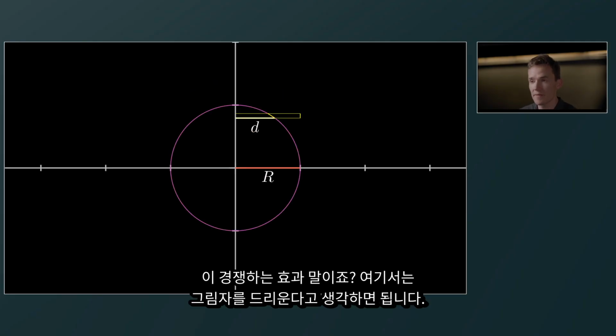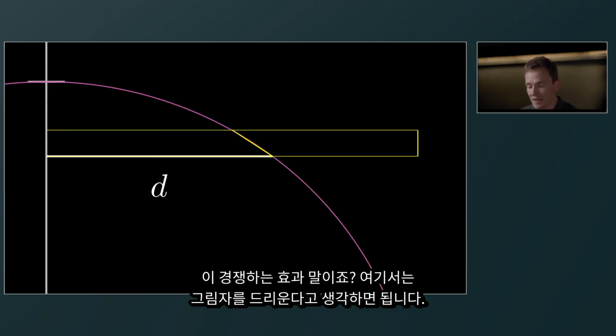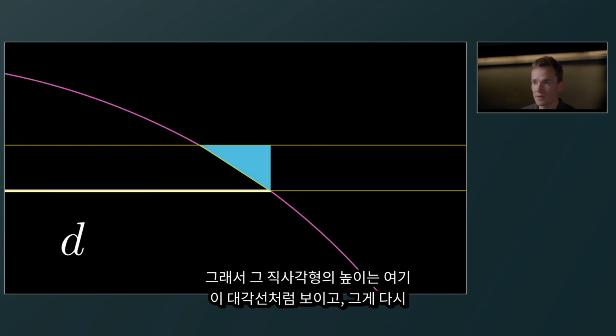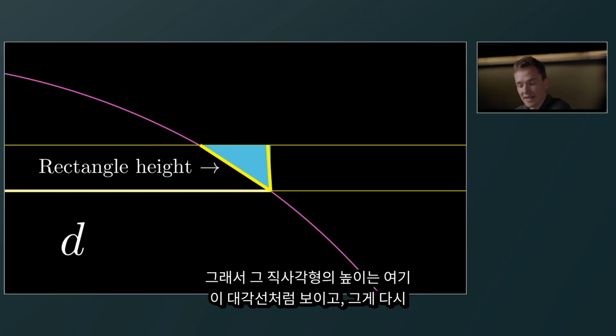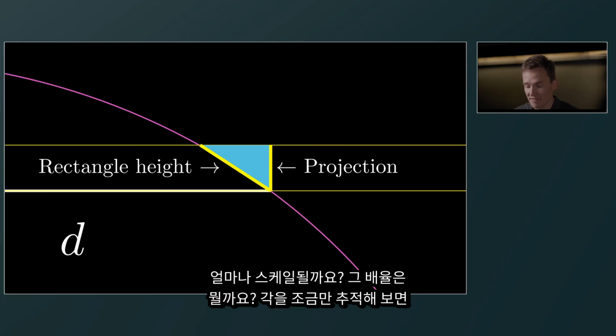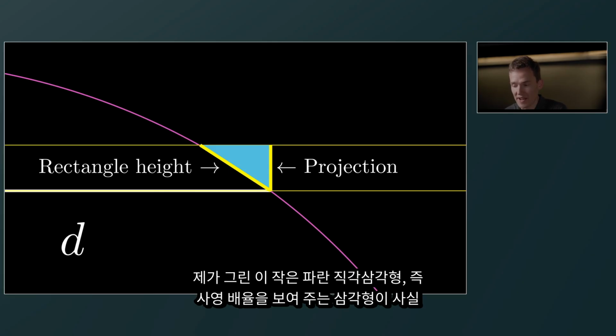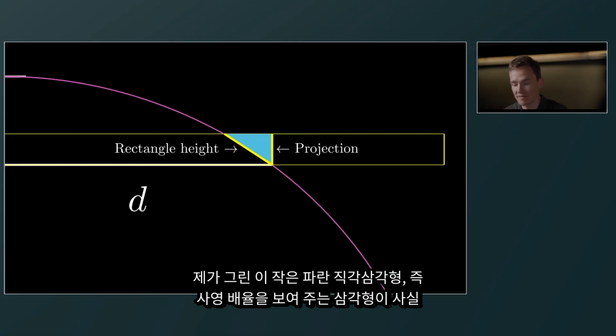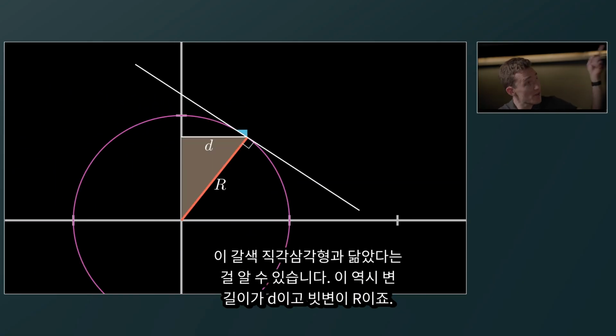Now, what about the other way, this competing factor? What's going on there is you kind of think about casting a shadow. So the height of that rectangle looks like this diagonal line here, and then it gets projected down onto something that is perpendicular to the direction of projection. So how much does that get scaled? What's that factor? Well, you can do a nice little angle chasing argument to point out that this little blue right triangle that I've drawn, showing us that projection factor, is actually similar to this brown right triangle, which again has the side lengths little d and then a hypotenuse R.